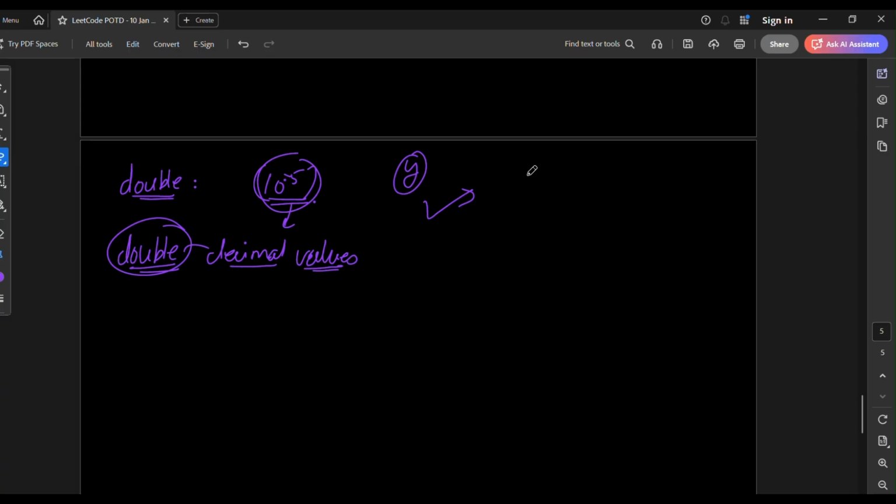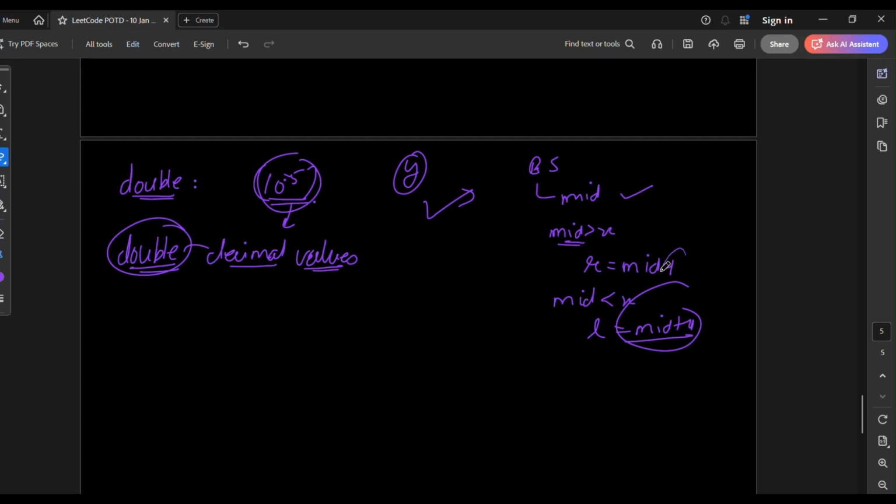Now in binary search, the simple condition is that we find the mid. If mid is equal, then the condition is satisfied. If mid is greater than x, we take the r value as mid minus 1, and if mid is less than x, then we take l equal to mid plus 1. But if you see correctly, we are adding plus 1 and minus 1. This whole thing will differentiate, or it will take a lot of answers.